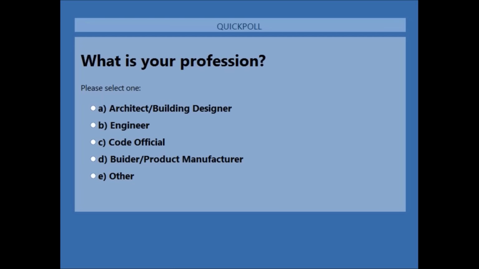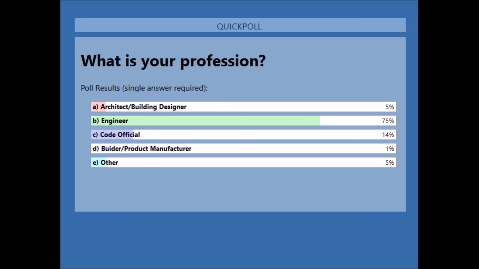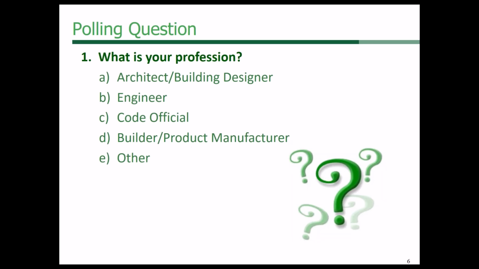And as usual, I give you about 30 to 45 seconds, or until 80 to 85% have voted. So I've got about 83% that have voted. I'm going to close, and then I share the poll. We've got about 75% engineers, 14% code officials, 5% architects, 5% other, and 1% builder product manufacturer. I'm noticing I have a little typo for builder. I apologize about that. All right, welcome to everyone here, and we're glad you're here.